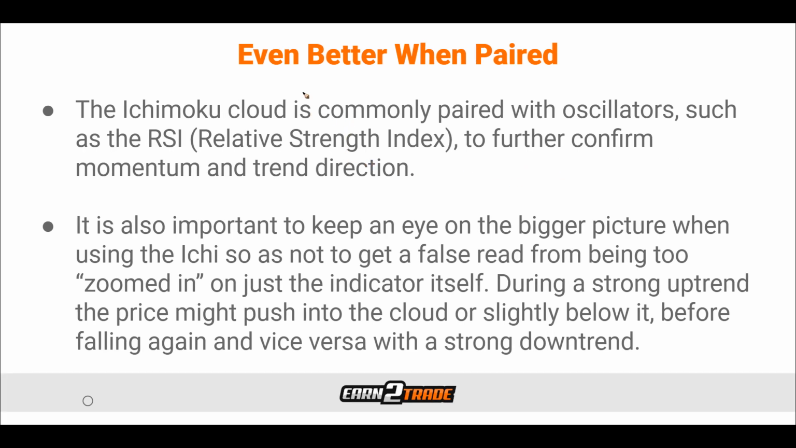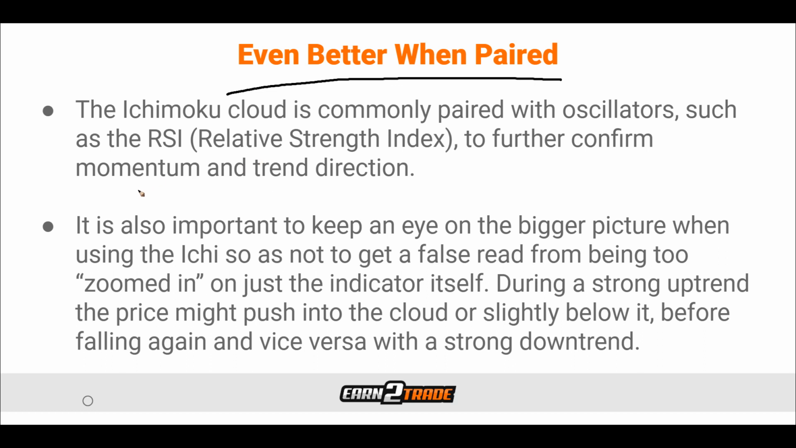Now, it is even better when paired. When we use the Ichimoku with other things, we often find more accurate results, but once again, not required, but it does help filter out some of the gibberish along the way. So the Ichimoku cloud is commonly paired with oscillators such as the RSI, which easily, hands down, folks, is the most common indicator that you will see traders pairing with the Ichimoku cloud out there. Once again, the RSI stands for Relative Strength Index, and this helps confirm momentum and trend direction alongside the Ichimoku cloud.